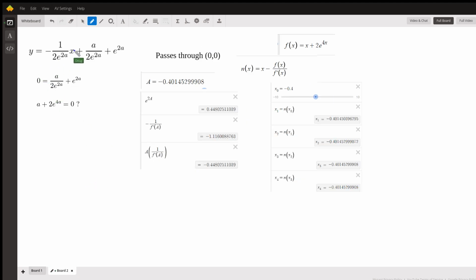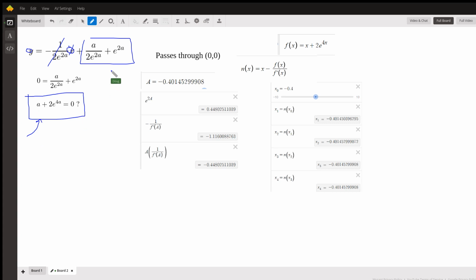If we put 0 in for this x, this term disappears. This term is a 0, and this is the equation we end up with. If we multiply through by 2e to the 2a, we get a plus 2e to the 4a equals 0, and the question is, what value of a makes this true?